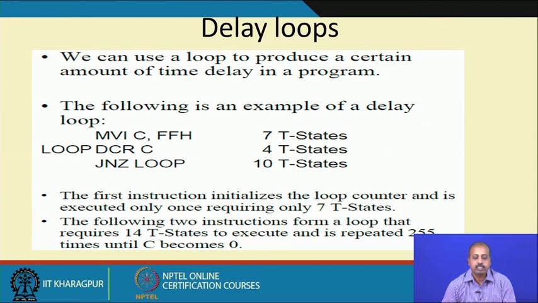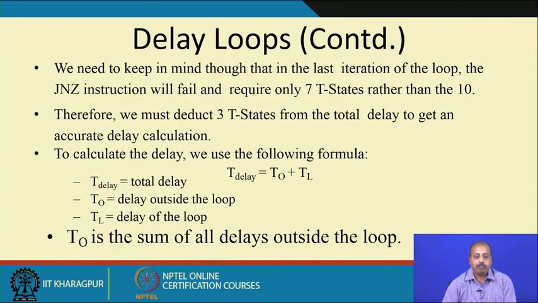So, if you add these two values of T states, 10 and 4, one iteration of this loop will take 14 T states. That is repeated 255 times, so you can find out the time required. So, 255 into 14, that way it will come. Of course, there is another important issue, that in the last iteration of the loop, JNZ will fail and require only 7 T states rather than 10 T states.